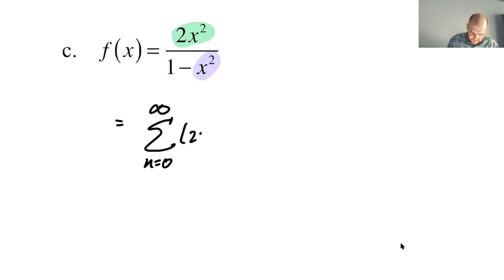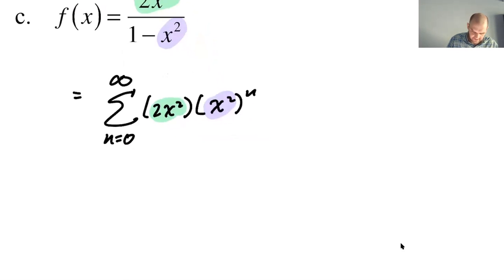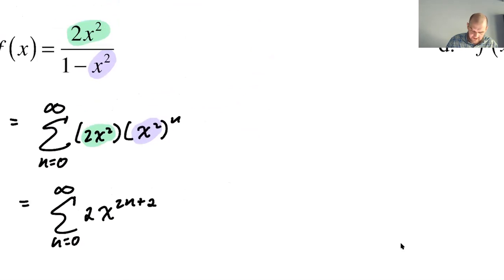So it's the first term, 2x squared, and then the ratio to the nth. This is r. This is our first term. I mean, this one was already written in kind of a perfect form for us. So n equals 0, it's going to be 2. It's x squared, x to the 2n. So I'm going to say x to the 2n plus 2. And then we need an interval of convergence.